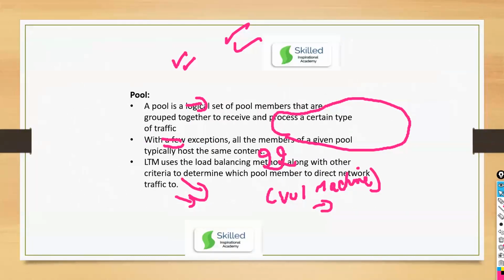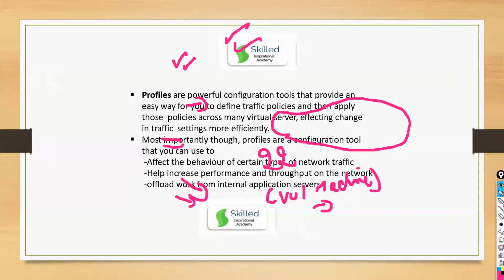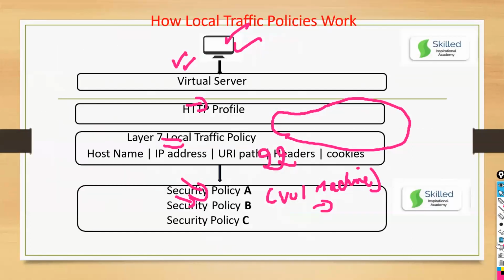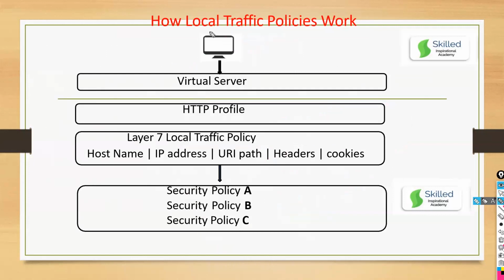Now I want to show you one diagram. So when we talk about ASM, first we will configure a virtual server, that is mandatory. And F5 ASM only works with an HTTP profile, guys. Guys, can anyone tell me why we use an HTTP profile?